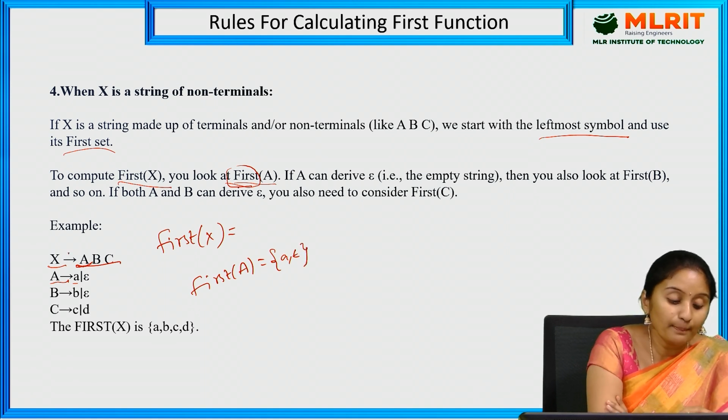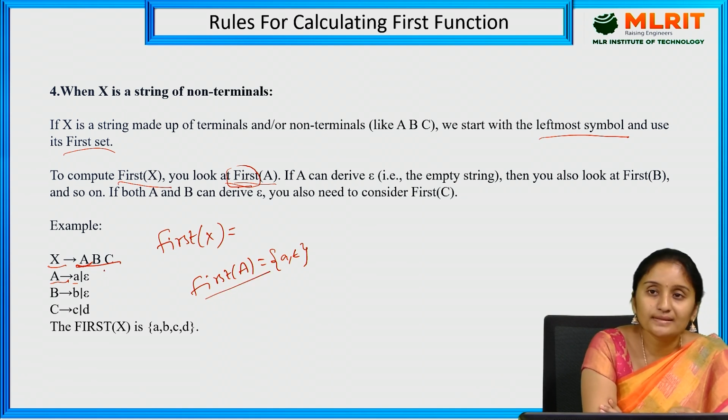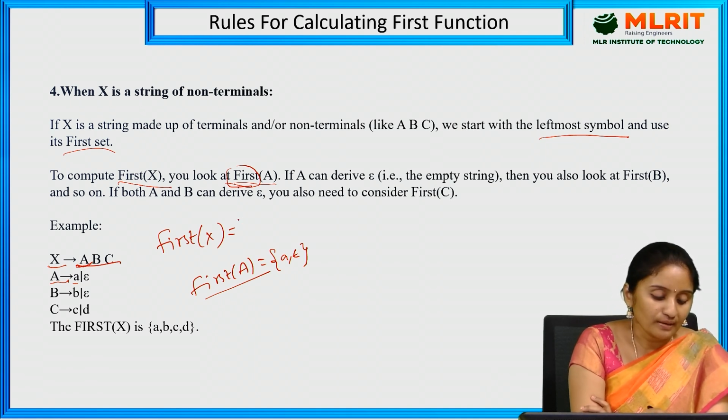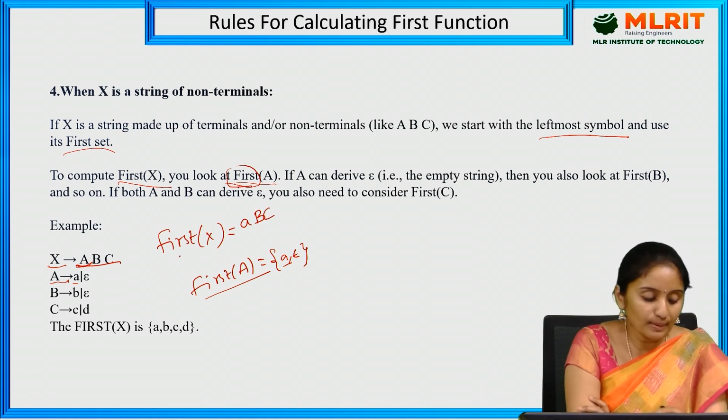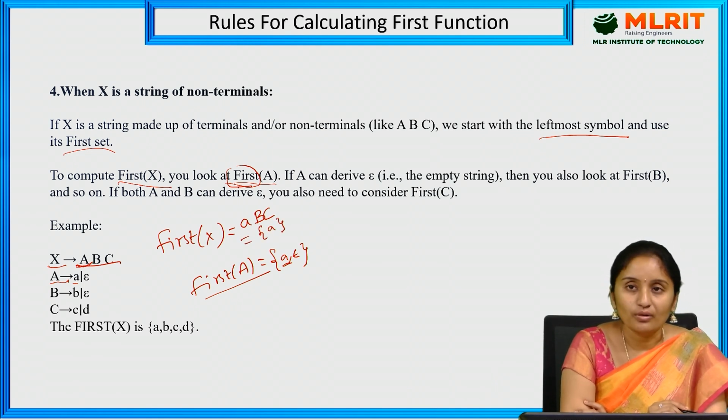When I apply this first function over X tends to ABC, what am I going to get? In the place of capital A, initially I am substituting small a. So what will be first of X? Nothing but a, I got a.